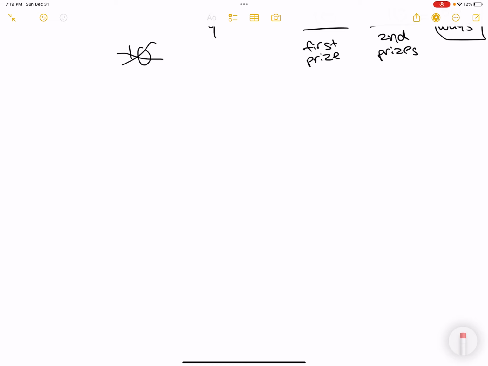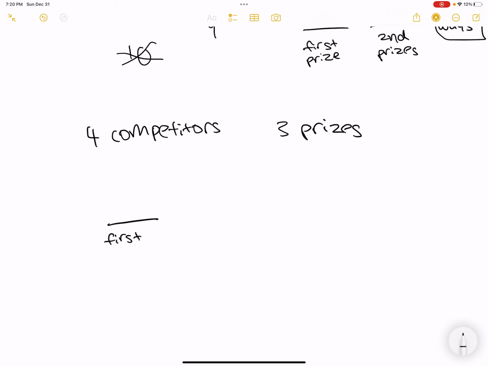So lastly, let's see a problem where, just like this, there have to be a different number of ways. So let's say 4 competitors run a race for 3 prizes. In how many different ways is it possible that the prizes may be given? So let's list this. This is the first prize. This is the second prize. And this is the third prize.